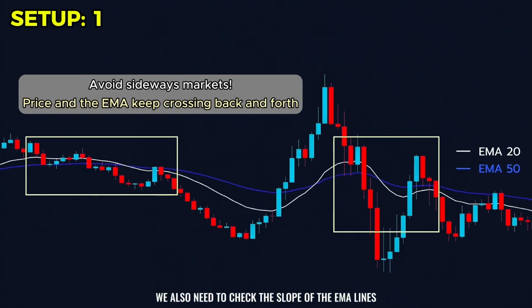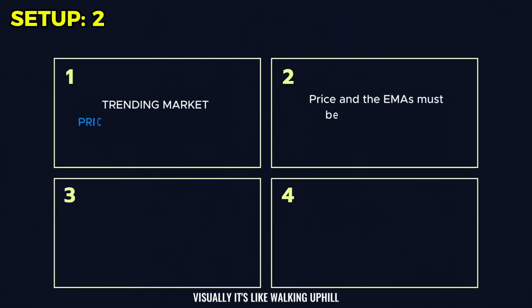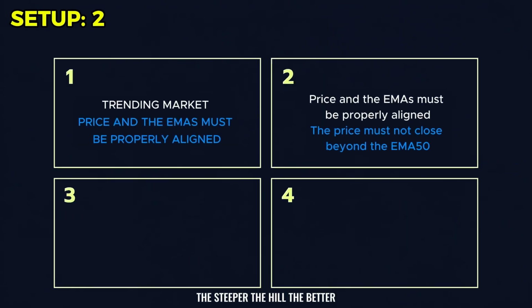In addition, we also need to check the slope of the EMA lines. The EMA lines should have a clear slope. Visually, it's like walking uphill. The steeper the hill, the better. If the hill starts becoming flat, it's a sign that we should stay away from that market.